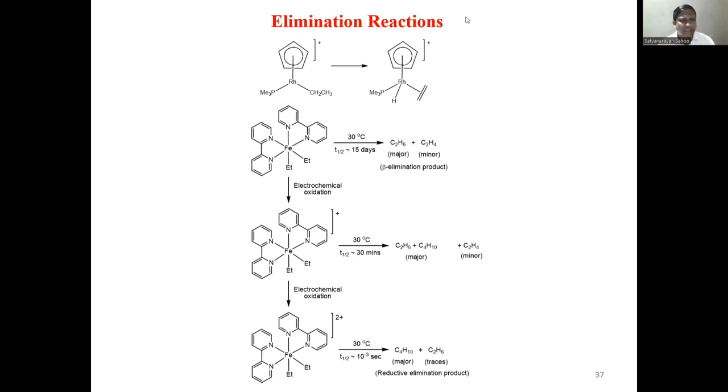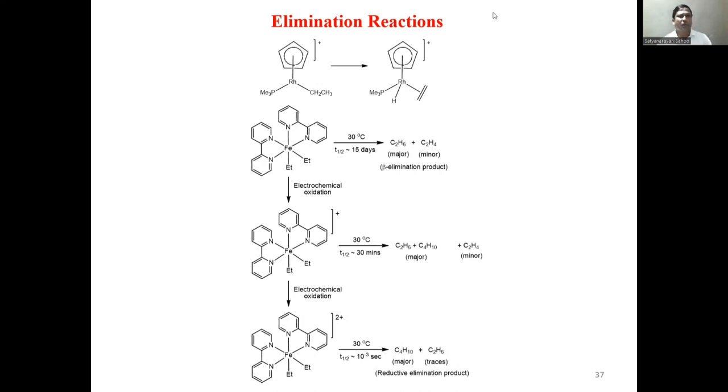Now we can see the reaction. In all these cases this is at 30 degrees Celsius, but look at this T half, that is the half-life period. For example, in the first case this is 15 days. In the second case, this is 30 minutes. And in the third case, this is 10 to the power minus 3 seconds. That means the T half decreases drastically.